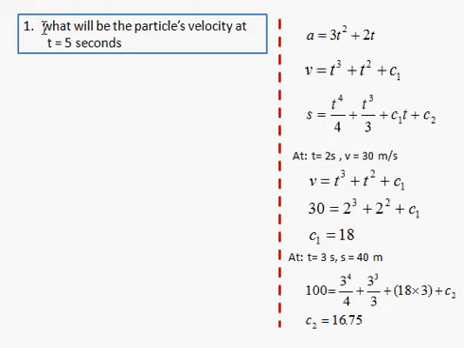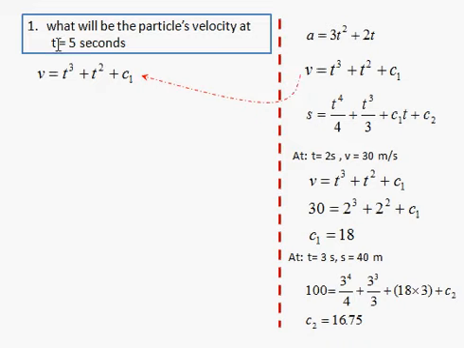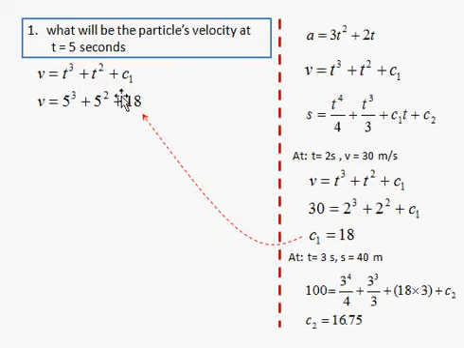The first question is, what will be the particle's velocity when the time is 5 seconds? So this question is all about velocity. Let us utilize the equation which is meant for velocity, and substituting time equal to 5 seconds in place of t, we get the velocity. That is the answer.